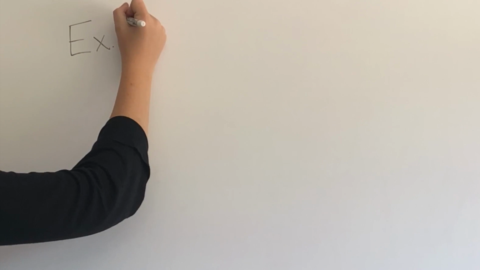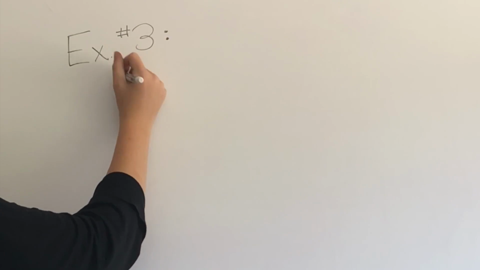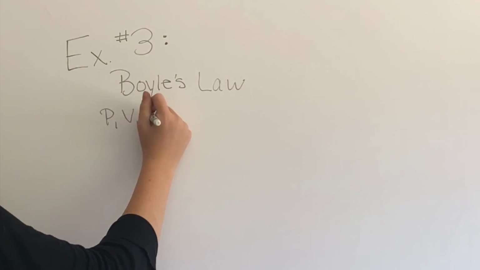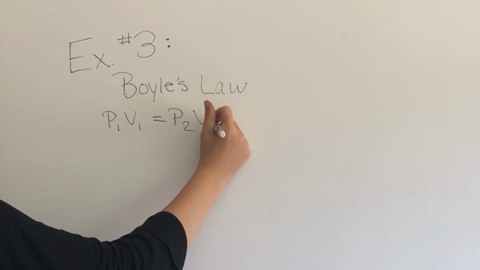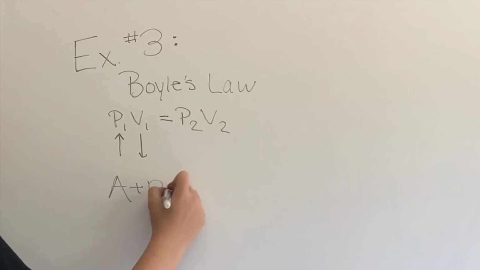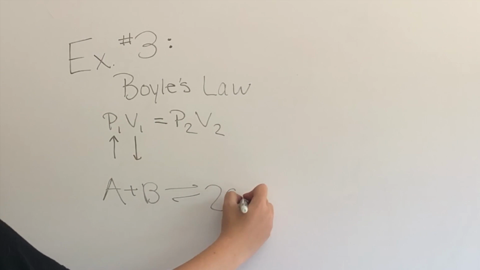The third example includes pressure and volume. Due to Boyle's law, when the pressure is increased, the volume is decreased. In a balanced equilibrium equation, when this occurs, it means the reaction will shift towards whichever side has the least amount of moles, because there's less space for the reaction.